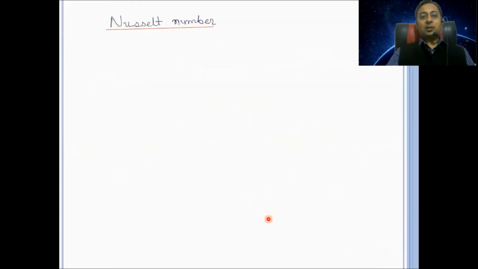Nusselt number. Now Nusselt number is very important for the heat flow through the convection. Nusselt number is equal to HL by K. H is convective heat transfer coefficient. L is characteristic length. Remember, L is not geometric length, it is a characteristic length. In Reynolds number also, L or D, whatever we write, it is a characteristic length or characteristic diameter. So Nusselt number is equal to HL by K, conductivity of the fluid.